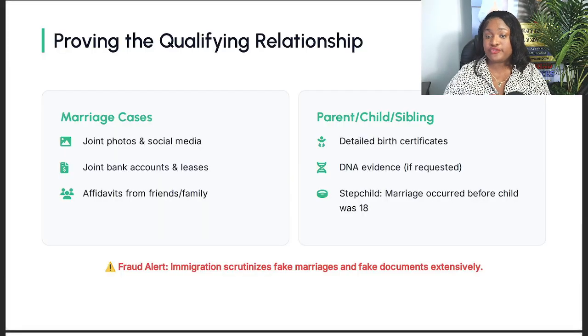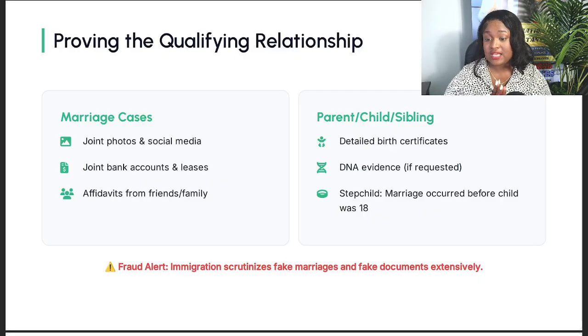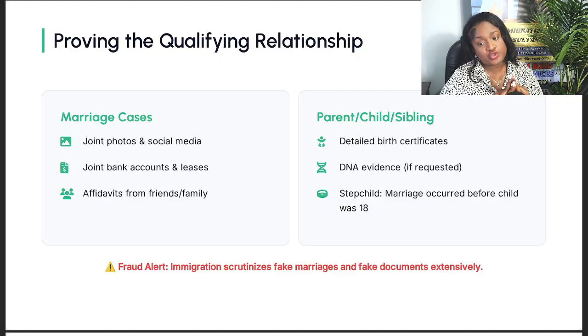So let's go over proving a qualifying relationship to parents, children and siblings. For those, you only need a birth certificate. Sometimes they do request DNA tests. For stepchildren, the marriage needs to occur before you turn 18 years old. Okay.